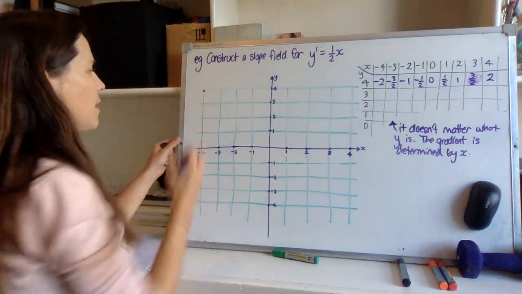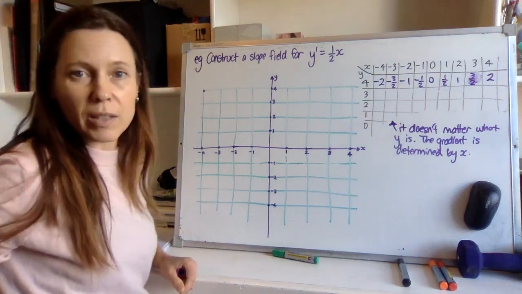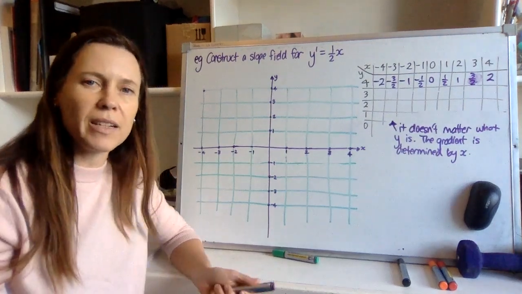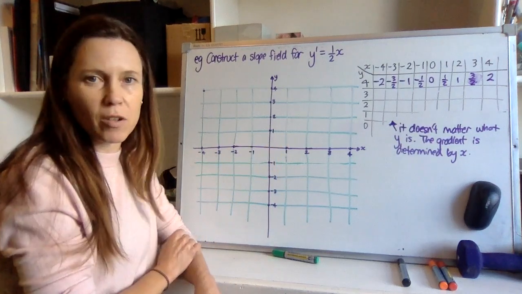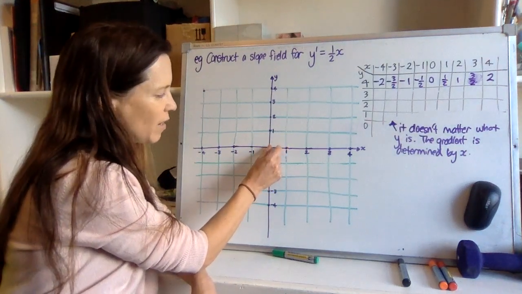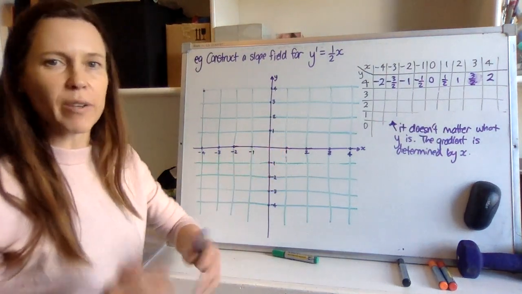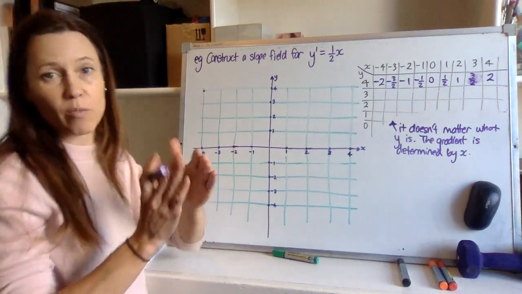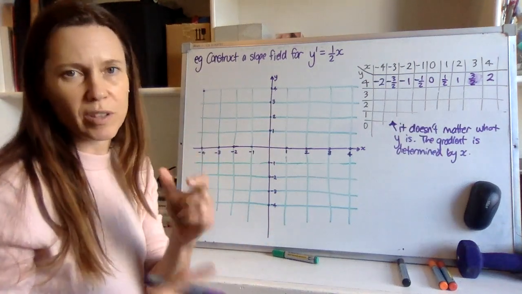It's right there. And on that point, we want to construct a line segment, and we'll make that line segment roughly half a unit long. So if this is 1 unit, roughly half, perhaps even a tiny bit bigger than that. You'll get a feel for how big to make them so that they're not running into each other, but they're not so small that you can't see the gradient.